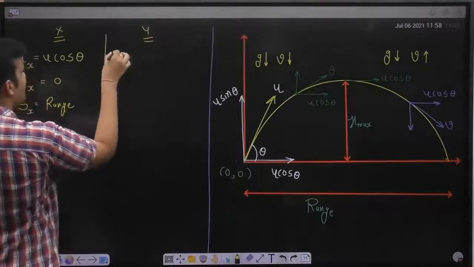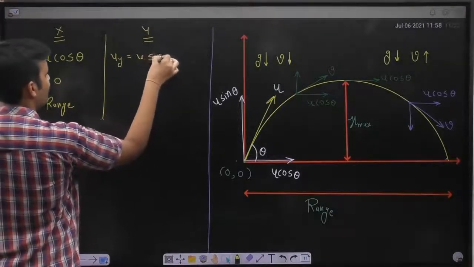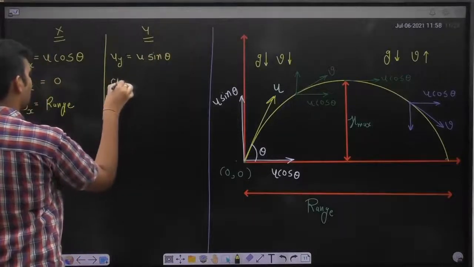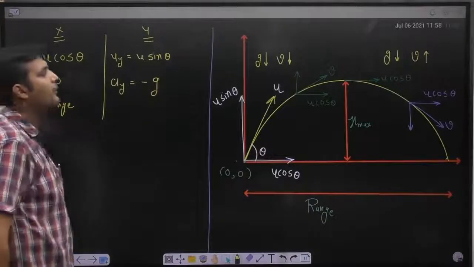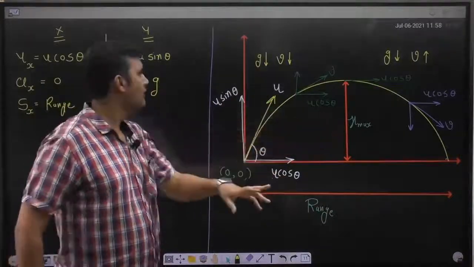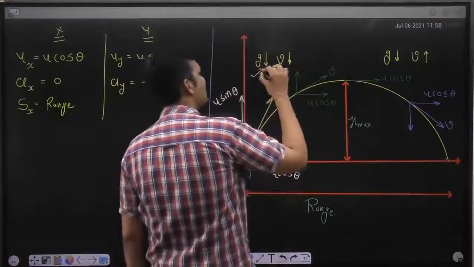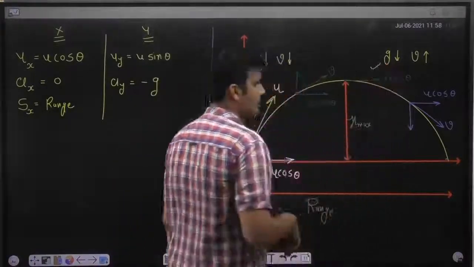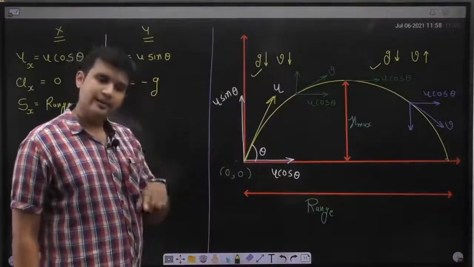What is your initial velocity in y? Which is u sin theta. What is acceleration in y? Minus g, because in y direction it's a motion under gravity only. So you are going from here to here or here to here. Acceleration is downwards. See, here and here, acceleration always downwards. Since it is downwards, we are taking to be negative.